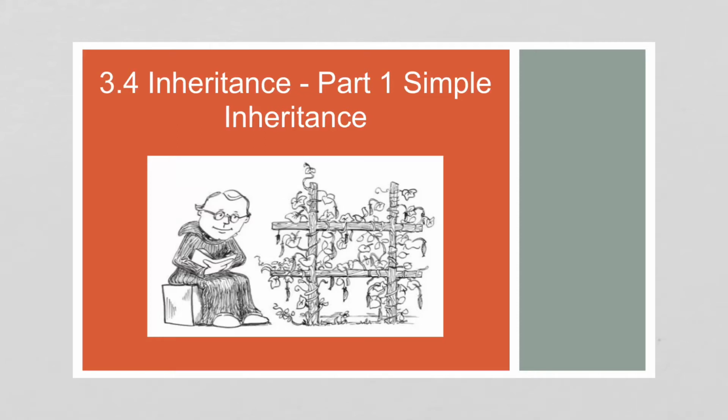This is the first in what will be at least 2 parts on 3.4 inheritance. And this is going to go over simple inheritance, the dominant and recessive type of inheritance that was discovered by Gregor Mendel.